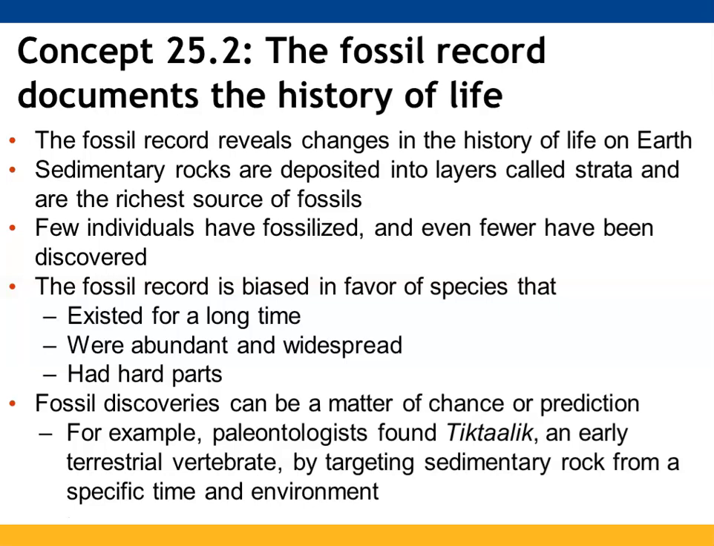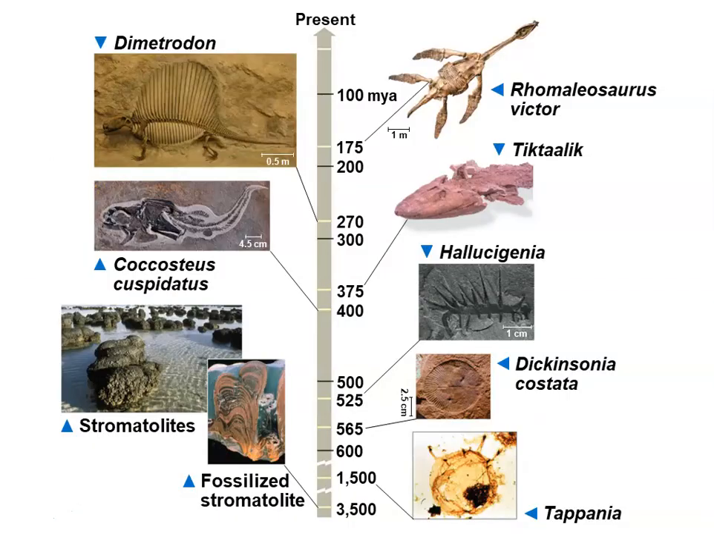When we find fossils, it's oftentimes a matter of chance. It could also be due to prediction. So paleontologists found Tiktaalik, an early terrestrial vertebrate, by focusing on sedimentary rock that would have been present at a specific time and in a given environment.